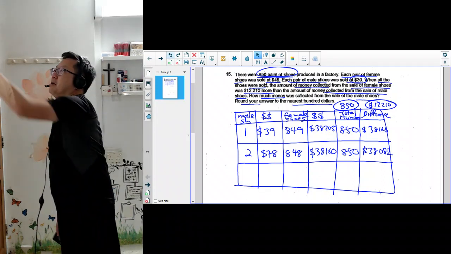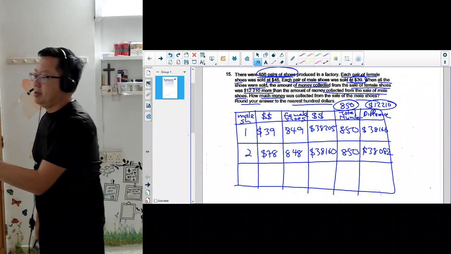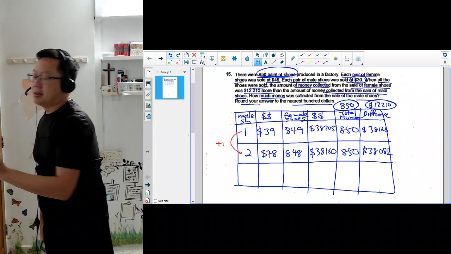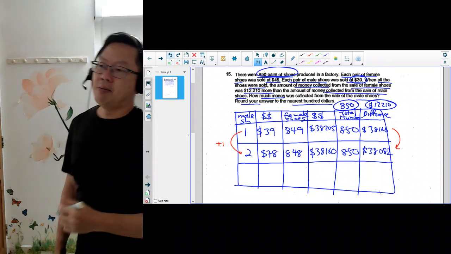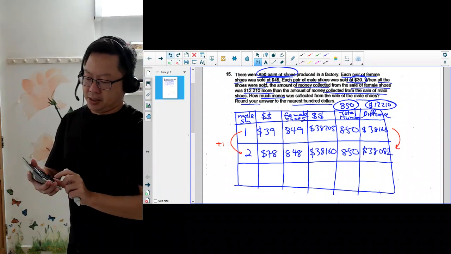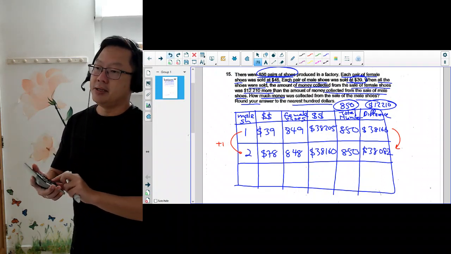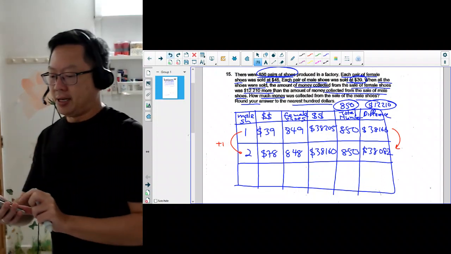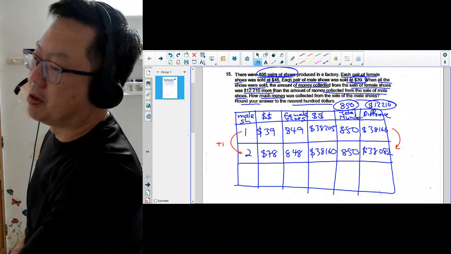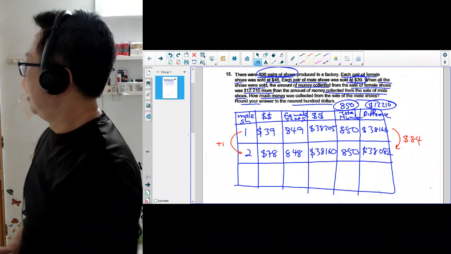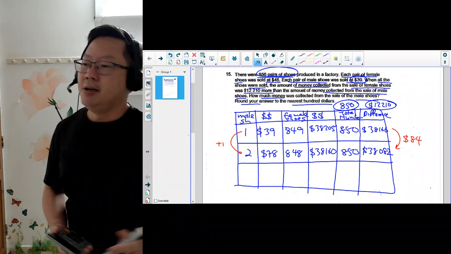Okay, now what's the purpose of having these first two rows? The purpose is to find a pattern, and then you use the pattern to get the answer. So if you increase one male shoe, what's the difference? How much lesser do you get? So you take 38,166 and you minus 38,082, and there is a difference of $84. So every time you increase one male shoe, you pay $84 lesser.